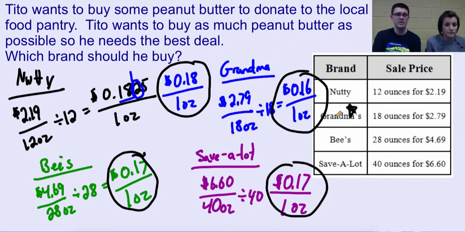So if Grandma's is the best deal, yeah, it's a smaller amount, but he could just buy more of those jars because it's a better use of his money.